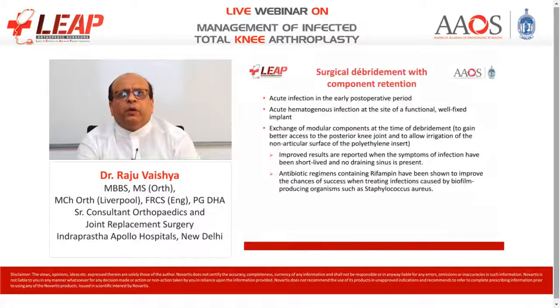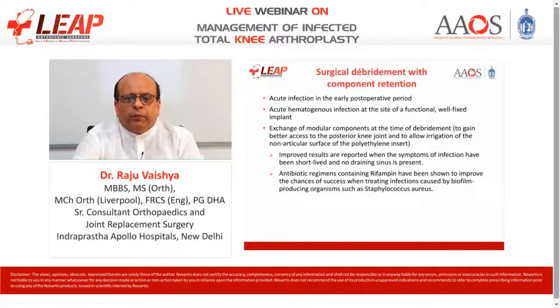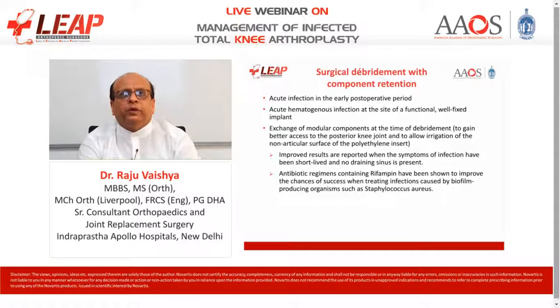The surgical debridement with component retention is usually useful in acute infection, that is within 4 weeks. Acute hematogenous infection at the site of a functional well-fixed implant can also be treated by this technique. However, exchange of modular components at the time of debridement, to gain better access to the posterior part of the knee joint and allow irrigation of the non-articulating surface of the polyethylene insert, is highly recommended. Improved results are reported when the symptoms of infection have been short-lived and no draining sinus is present.